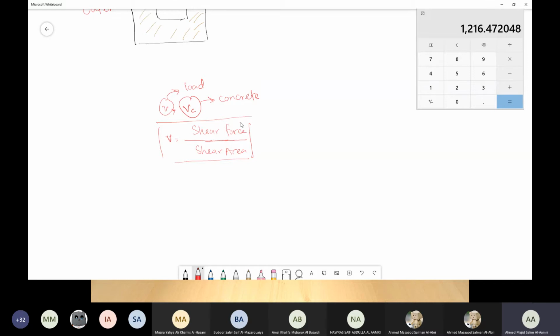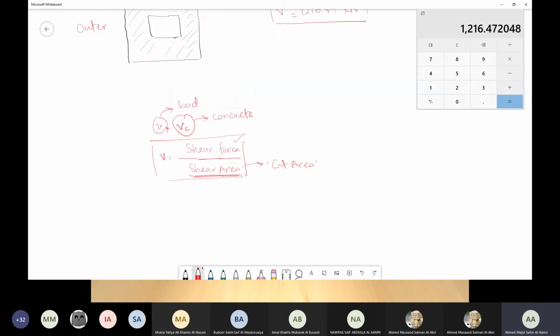Now we have managed to calculate the shear force for both scenarios. Remaining is the shear area. To keep it simple, I'll just call it the cut area. It is the area that I need to cut.